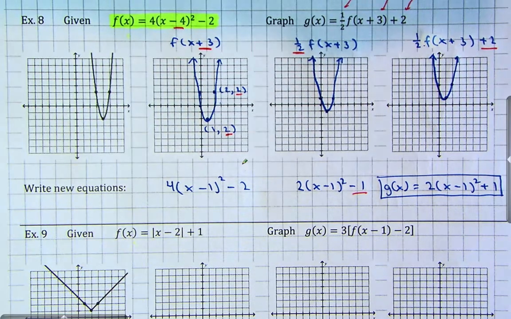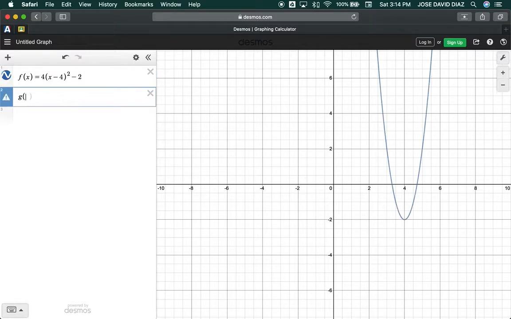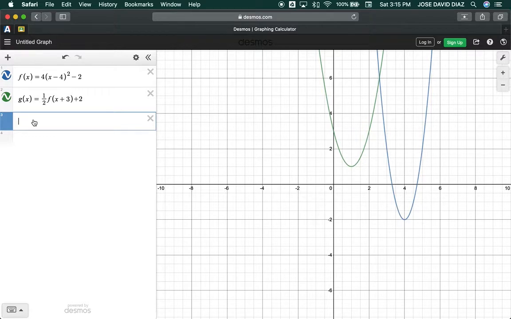Now, if we go into decimals, and I type in my first function, f of x equals 4. You can also do this on the graphing calculator, but sometimes decimals is a little faster. To power 2 minus 2. And that's not uppercase, should be lowercase. There you go. And I'm going to type in g of x. First, I'm going to type in what they give me, 1/2 f of x plus 3 plus 2. And I'm going to type in what I got.